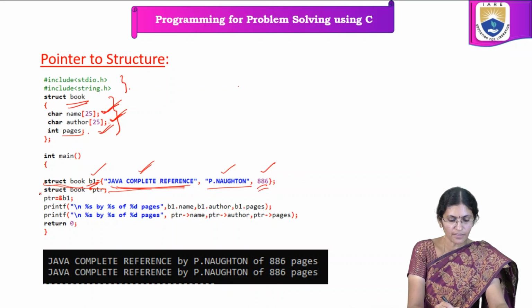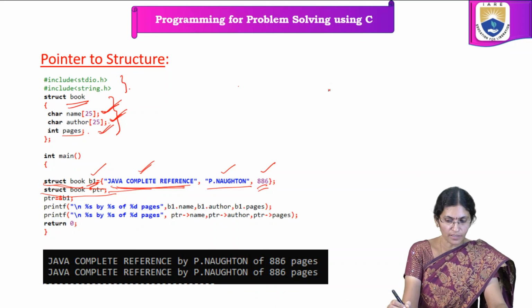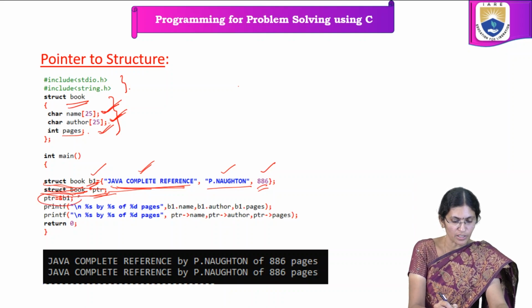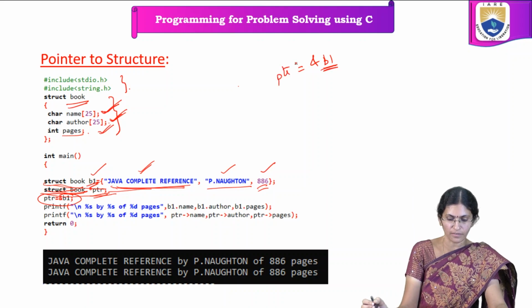So after that, in the next line we have declared a pointer variable which points to the data type struct book. So the data type of this pointer variable is struct book. By this assignment operator, what we are doing here is assigning the address of B1, which is a structure variable, to the pointer variable PTR.